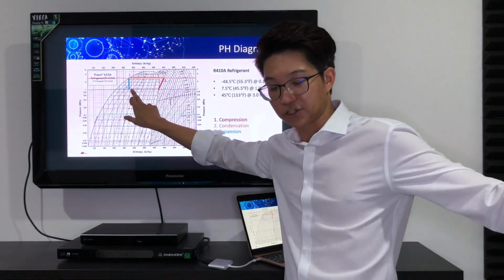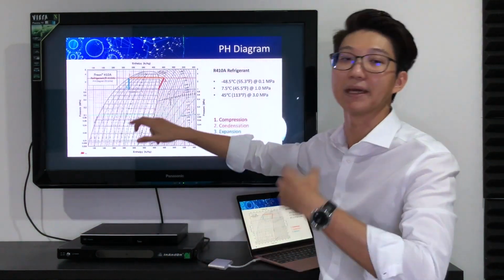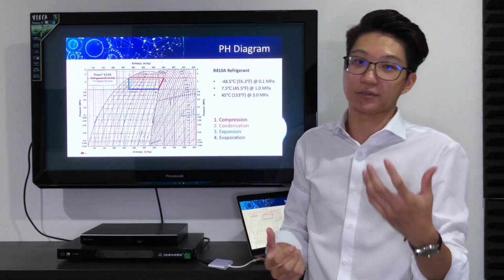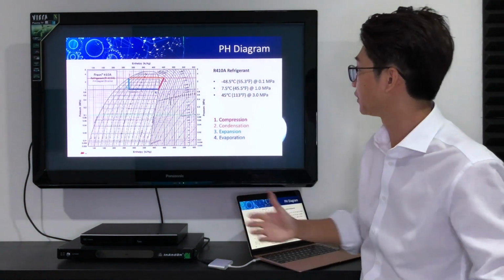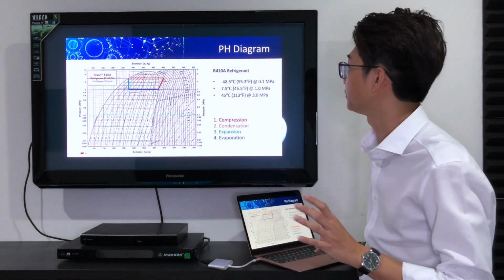Then you channel it inside the room, you put it inside the room, it starts to absorb heat and boil. So this is the evaporation process. Then the refrigerant goes back to the same cycle. Alright? So this is the so-called refrigeration cycle in the pH diagram.